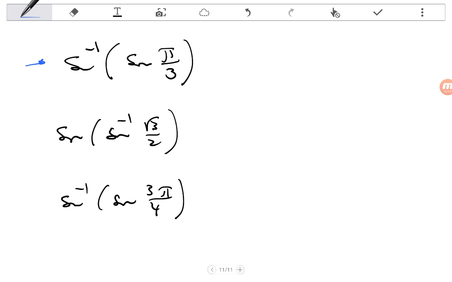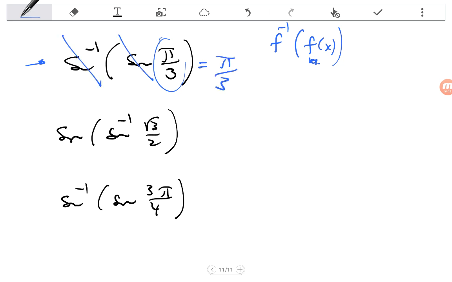Sine inverse of sine pi over 3. Now this is the form f inverse of f of x. Remember, f inverse cancels the f only when the input is restricted. They cancel each other when what is inside is in the restricted domain. Now, is this pi over 3 in the restricted domain of the sine? Yes, it is between negative pi over 2 and pi over 2. So in this case, these will cancel each other and the result will be pi over 3.